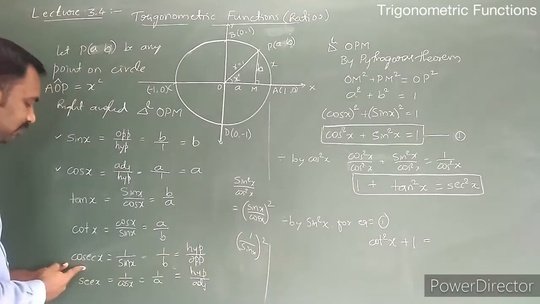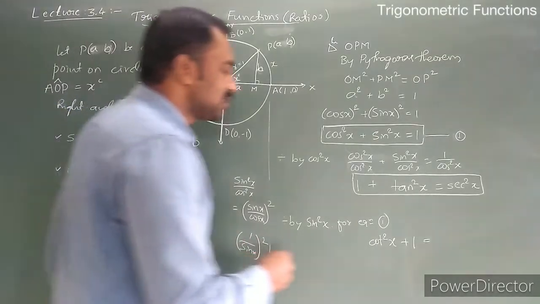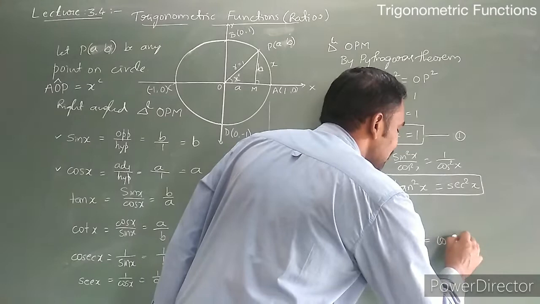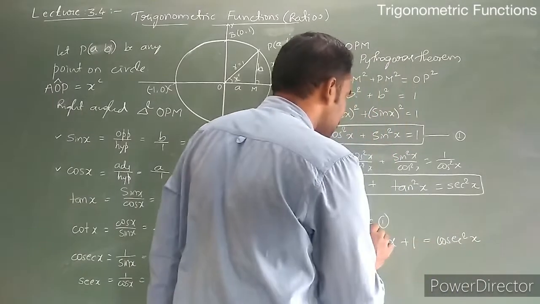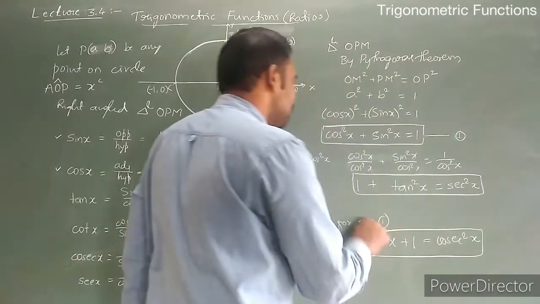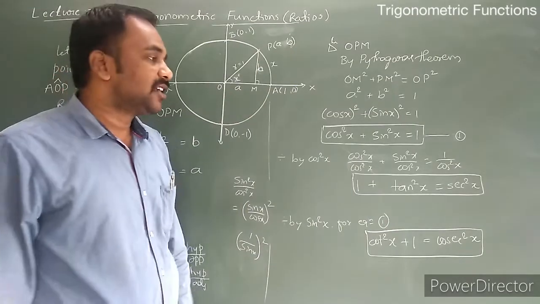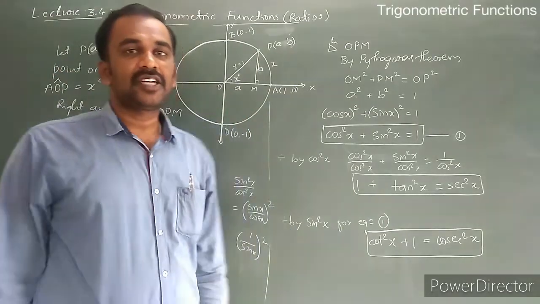1 by sin x is nothing but cosec x whole square. This we can write as cosecant square of x. This is said to be the third trigonometric identity. Here we have three trigonometric identities.